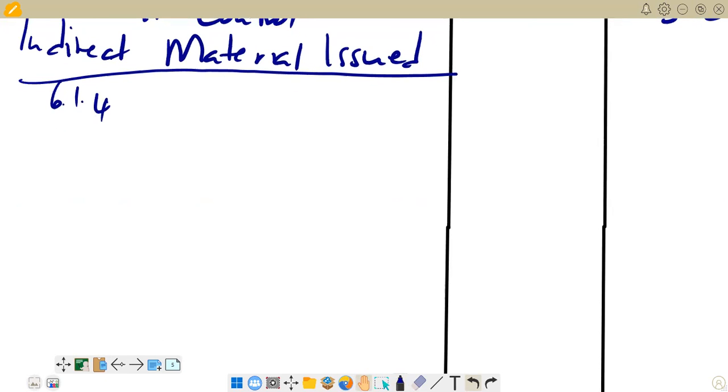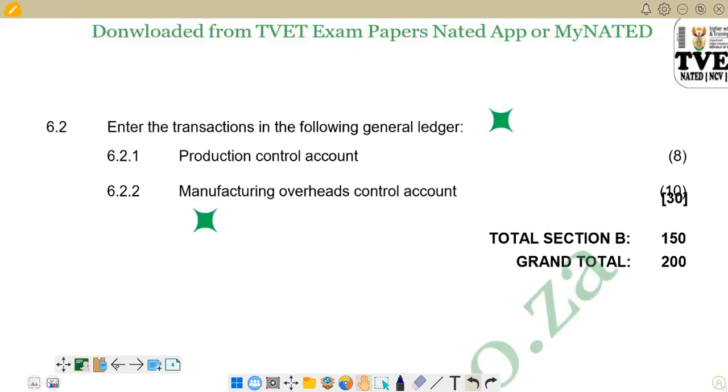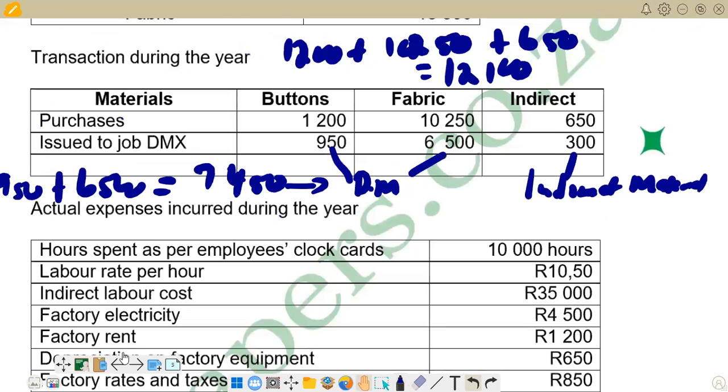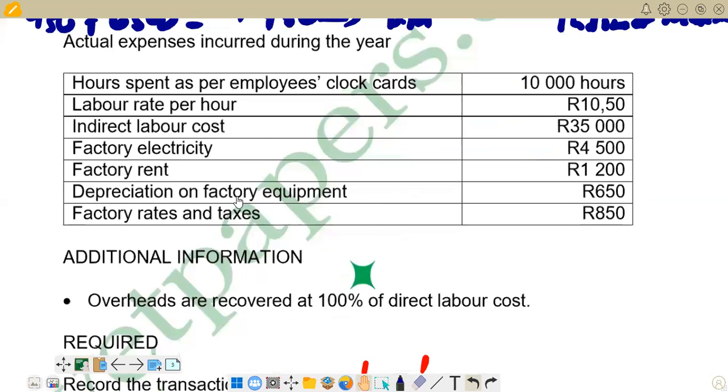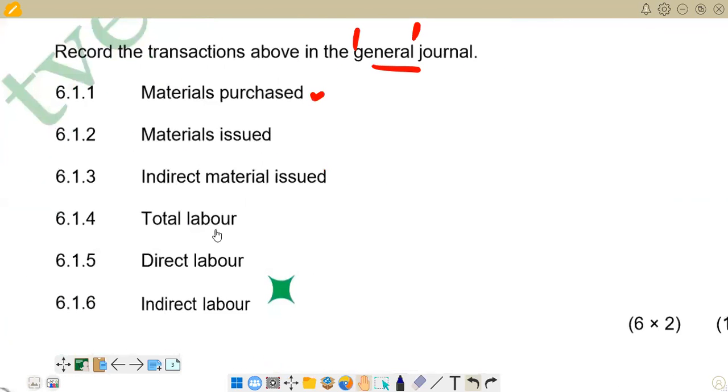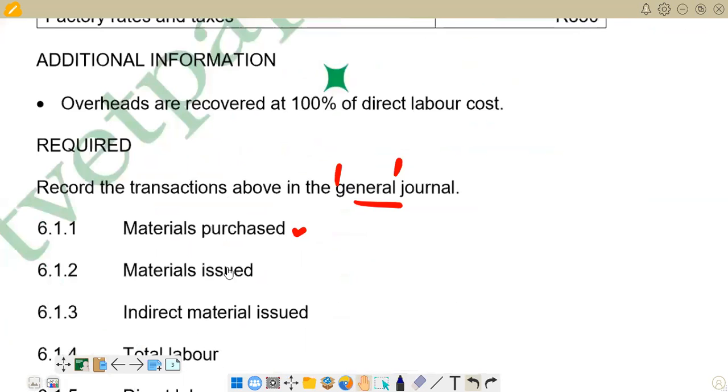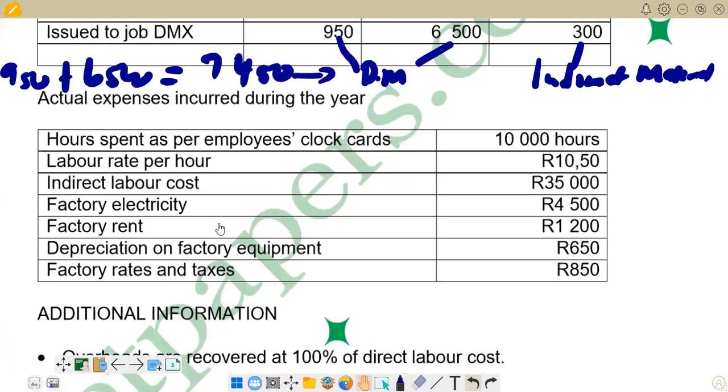Right, we can go back to check what we have in terms of 6.1.4. So on 6.1.4, we've got total labor. We go there, we've got information for labor there. Labor rate per hour is 10.50. And then hours spent on employees' cars, 10,000. And then we've got also indirect labor costs there, 35,000.